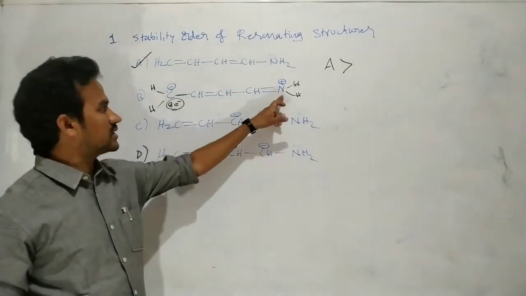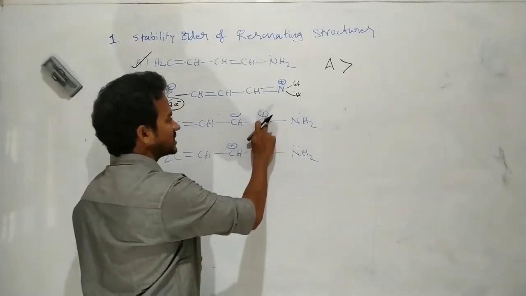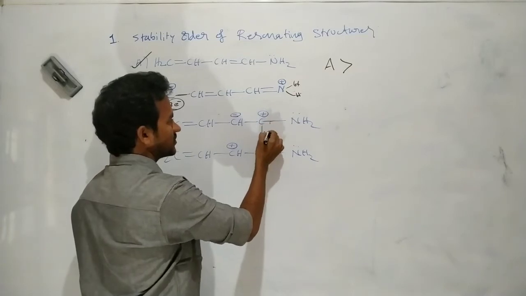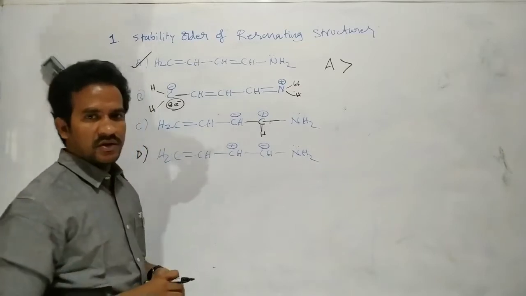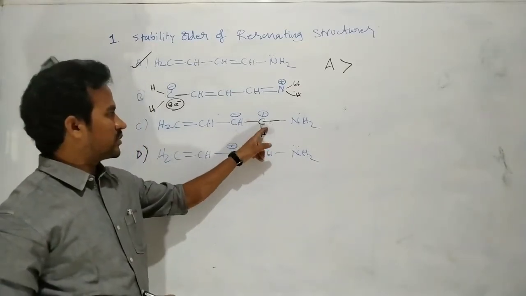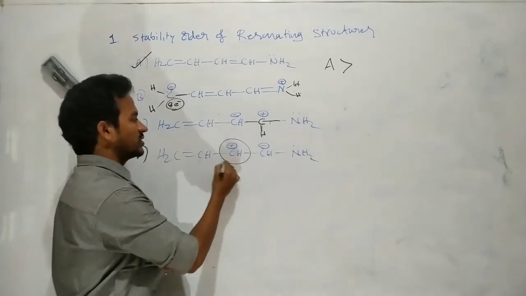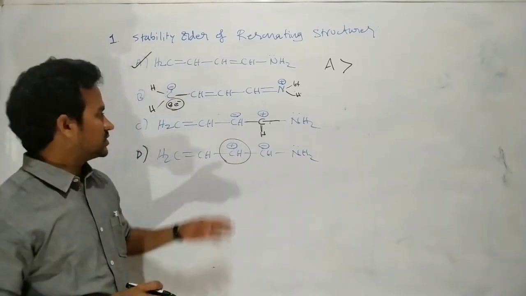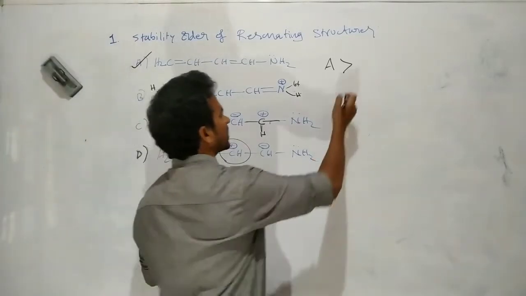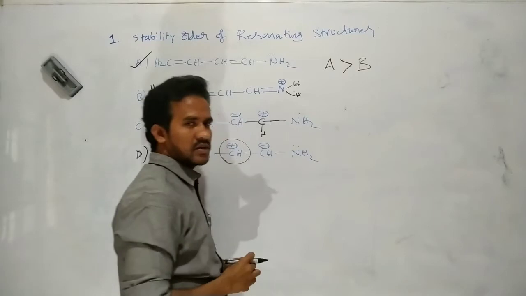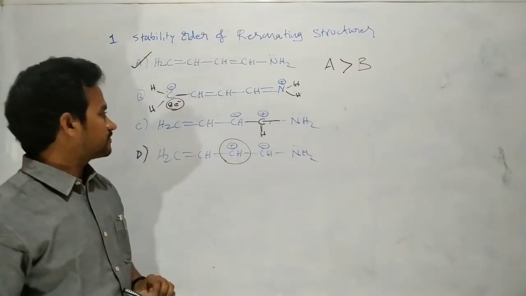Here there is an octet configuration. But here in this case, CH plus is not an octet configuration. Here only 6 electrons; this is the positively charged carbon with no electrons. Just 3 bond pairs, that means 6 electrons, so no octet configuration. Similarly no octet configuration around this carbon. So these two are least stable, and the first two are more stable. So A is greater than B, because B is the charged one, which is less stable than the neutral one.